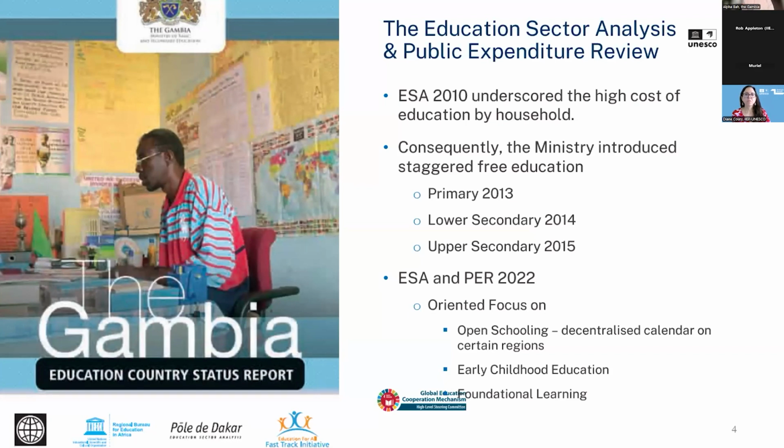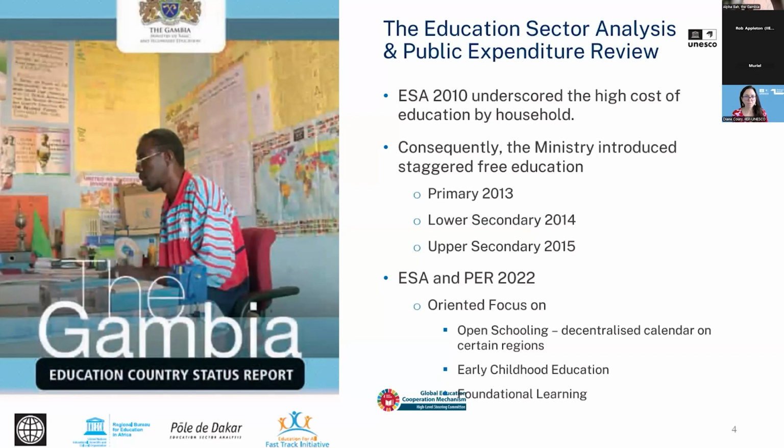But again, it was this evidence that was informing key steps that have been transforming education in terms of access. So you could see, for example, it was because of the ESA and the PER and those kinds of evidence that we are reporting. That is what policymakers in the Gambia use to introduce the school improvement grant and how it was staggered over the years.